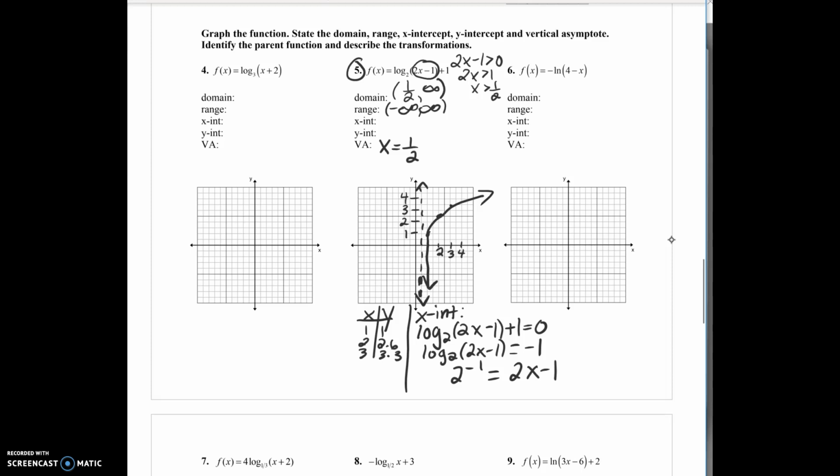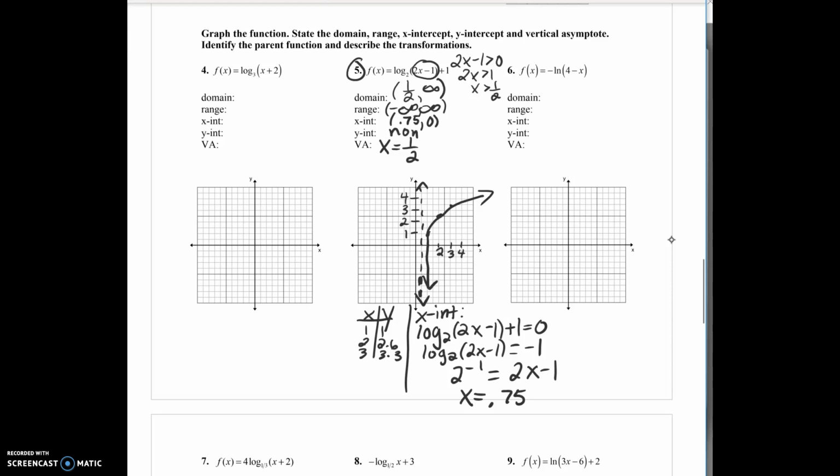And then we're just solving this for x, so do 2 to the negative 1 plus 1 divided by 2. This is going to give you x is 0.75 or 3/4 depending on what you do with your fraction stuff. So this would be 0.75, comma 0.